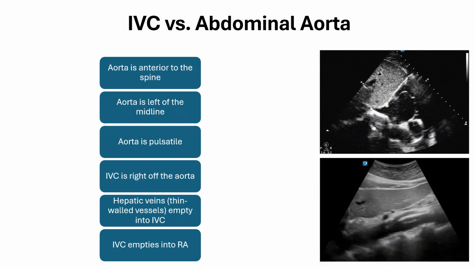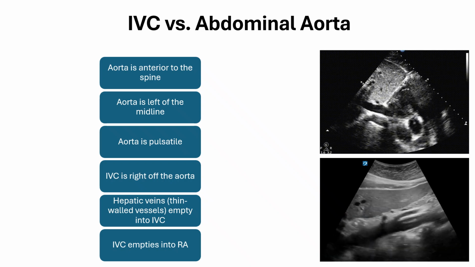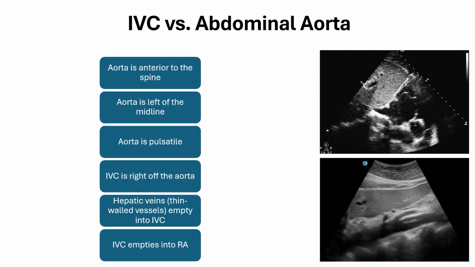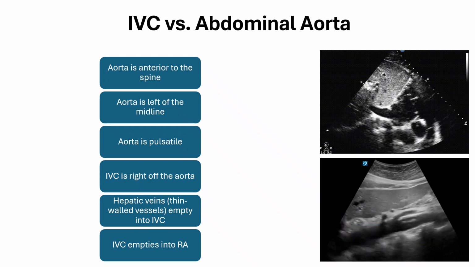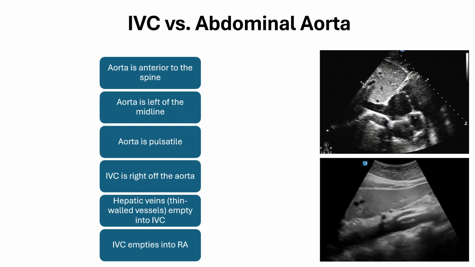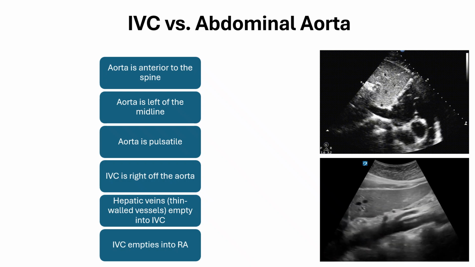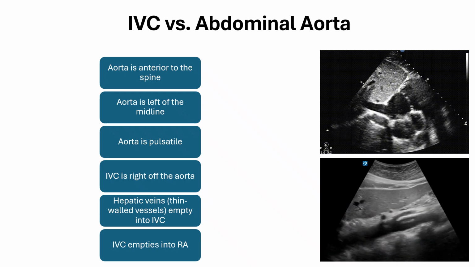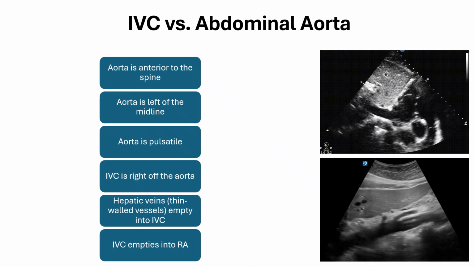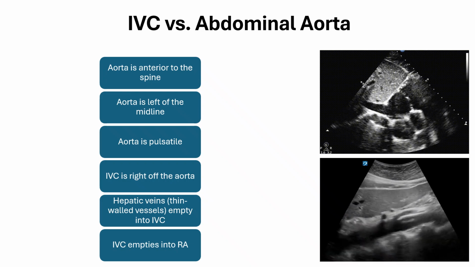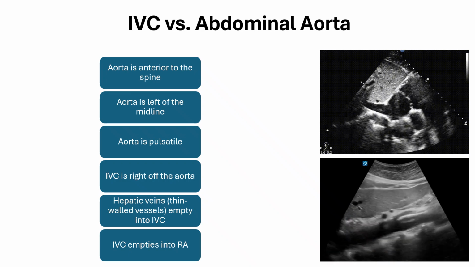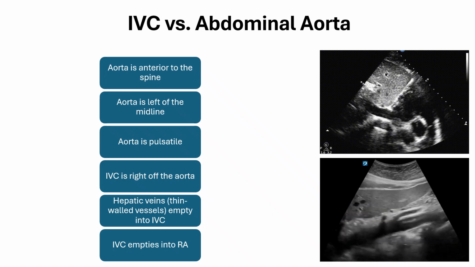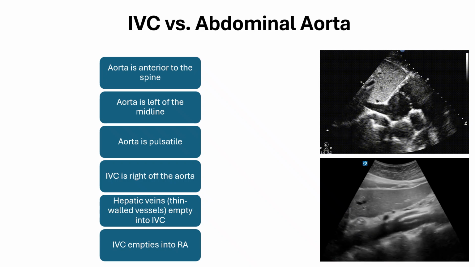Here you see liver, you see thin-walled hepatic veins coming in and out and draining into the IVC, and you see that the IVC is emptying into the right atrium because you see the right atrium and a tricuspid valve. So the top right image is an image of the IVC, and the bottom right is an image of the abdominal aorta with branches such as the celiac axis and superior mesenteric artery.